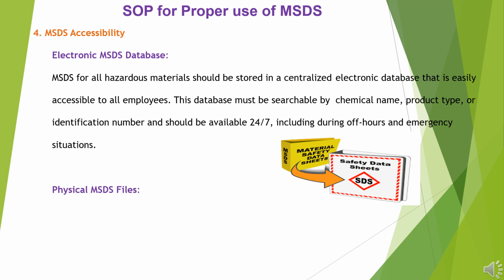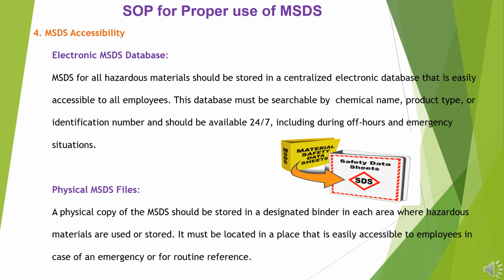Physical MSDS files. A physical copy of the MSDS should be stored in a designated binder in each area where hazardous materials are used or stored. It must be located in a place that is easily accessible to employees in case of an emergency or for routine reference.